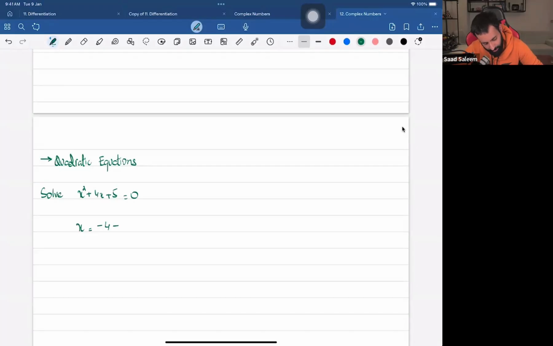So minus 4 plus minus square root of b square minus 4ac. I'll just write it directly. So that's going to be 16 minus 20. So that's going to be minus 4, divided by 2a, so that's going to be 2. Now, there are no real roots, but there are, however, imaginary roots. And that's what we're going to write down.